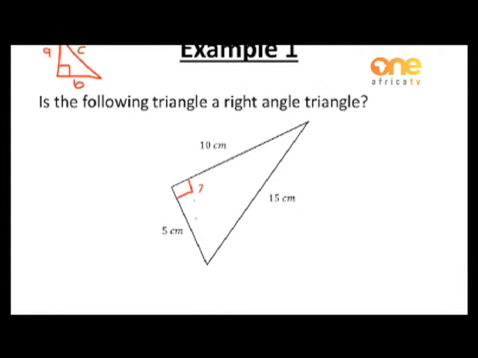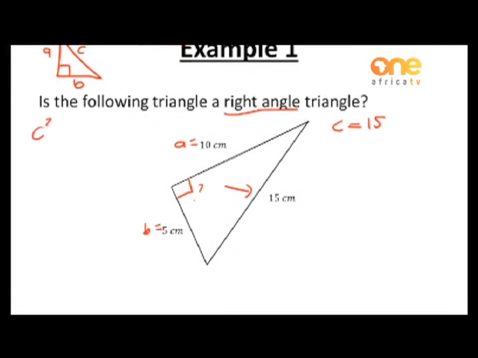The reason I chose this is because the hypotenuse is the longer side of any triangle. So if we're testing if we have a right angle, choose the longer side to be the hypotenuse. So we let our C equal 15, our A equal 10, and our B equal 5. Now, if A, B, and C follow this rule, then we would have a right angle. If not, this would not be a right angle triangle.